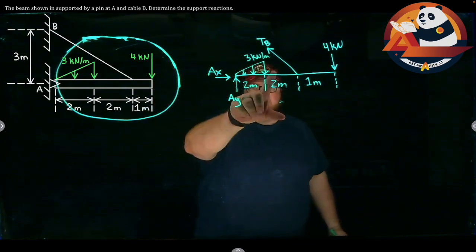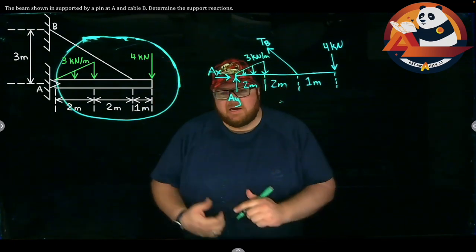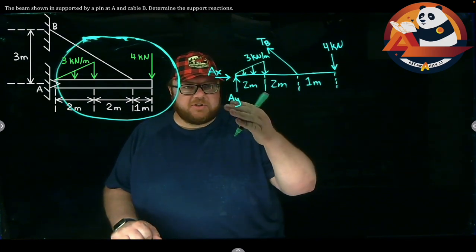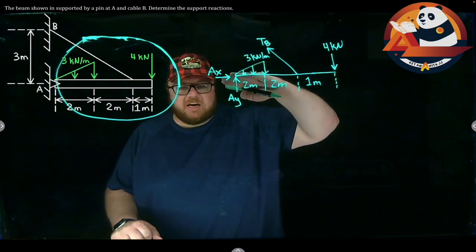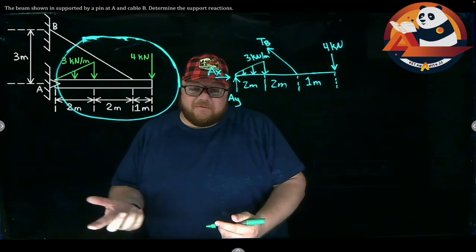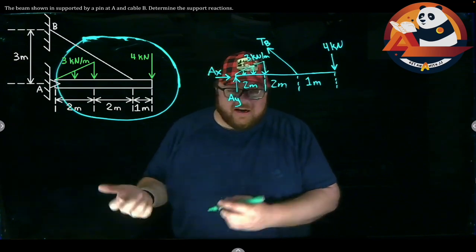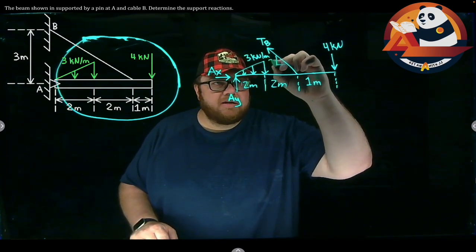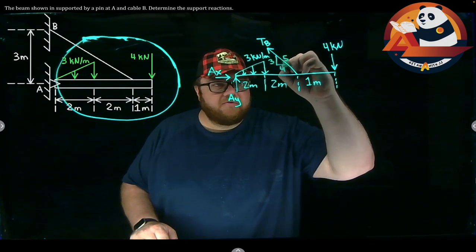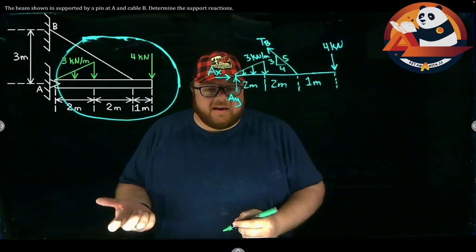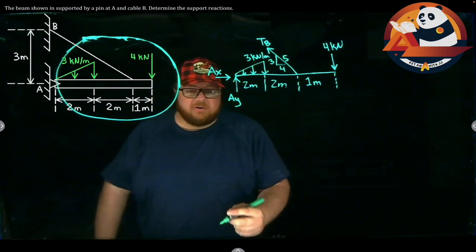Finally, the last thing I need is what's this angle for TB? I should be able to figure that one out. That cable goes over 2 plus 2, 4 meters along the beam and up from A to B. It goes up 3 meters. I could figure out an angle for that, or I could recognize that I went over 4 and up 3. This is a 3, 4, 5 triangle, and I could just label that. But that gives me enough. I can find my unknowns for this.